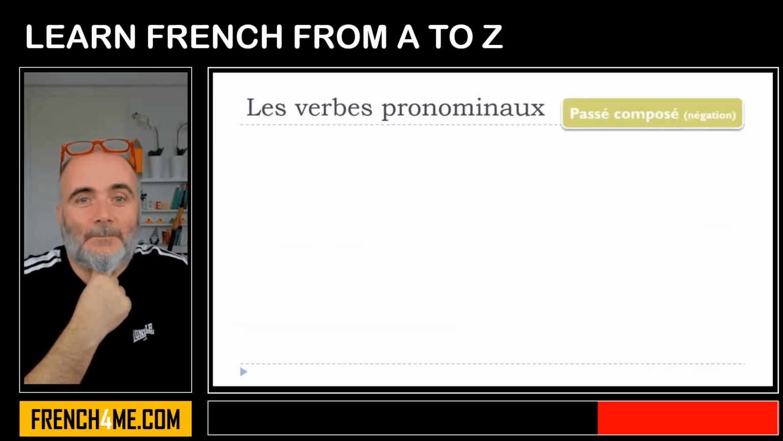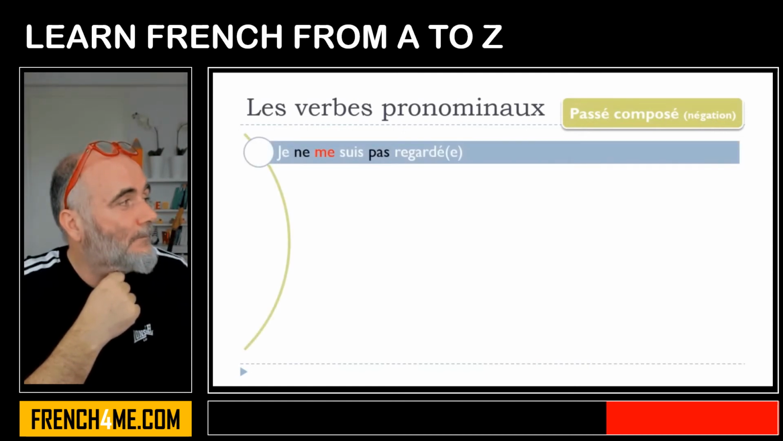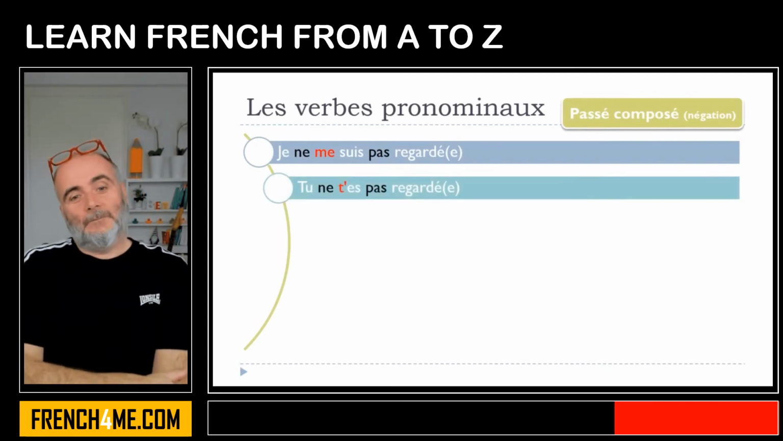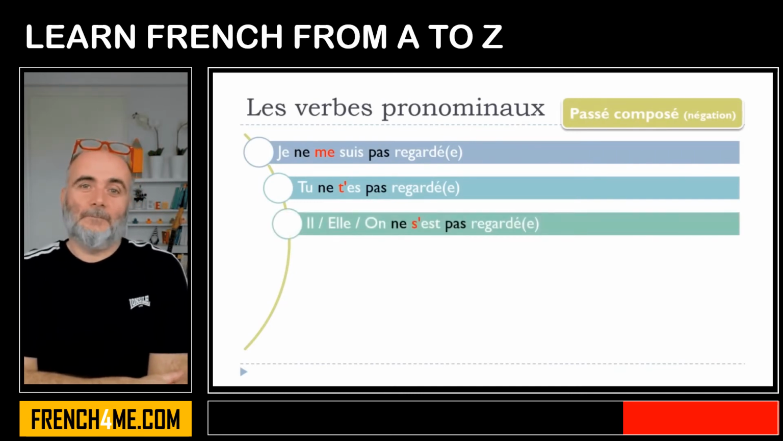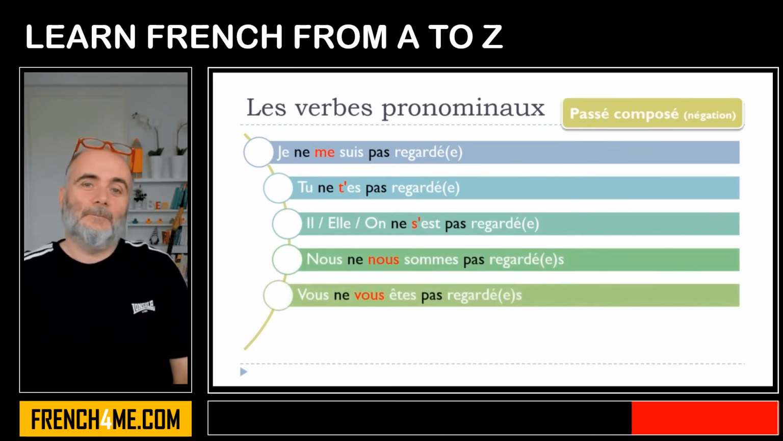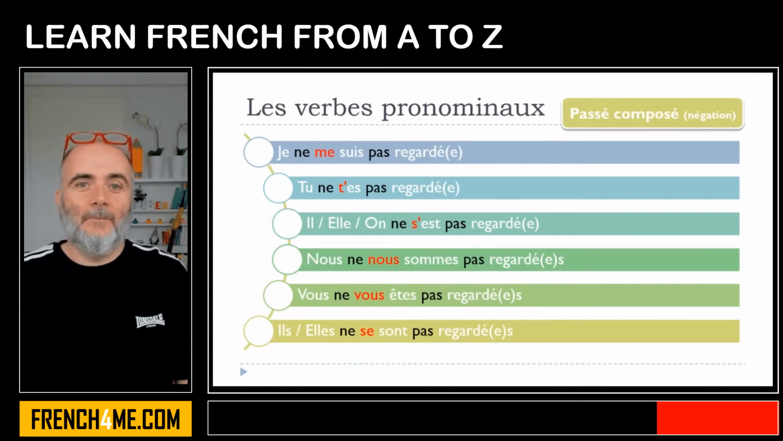Let's see how it will go with le passé composé. Same thing, negative form. Normally it should be je ne me suis pas regardé, tu ne t'es pas regardé. Il, elle, on ne s'est pas regardé. Nous ne nous sommes pas regardés. Vous ne vous êtes pas regardés. Ils, elles ne se sont pas regardés. So we do agree that in that case we're talking about the classic and official way of putting the negative form for se regarder at the passé composé.